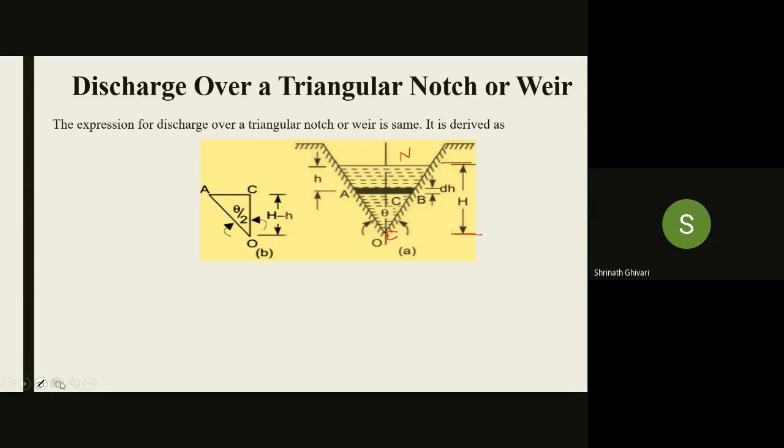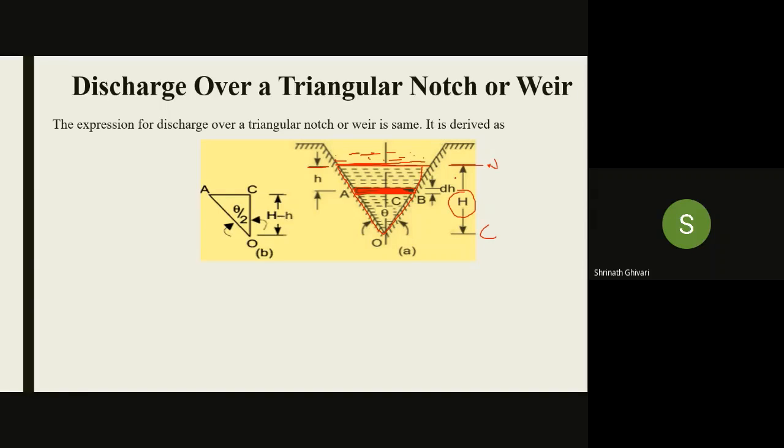In the same way as in the previous part, where we took an elemental area, in this triangle also we are going to take an elemental area, that is dh, from the height h of the free surface of water. This is the free surface because it is open to atmosphere. This is the elemental area dh, and the height from the nappe to the crest is capital H.